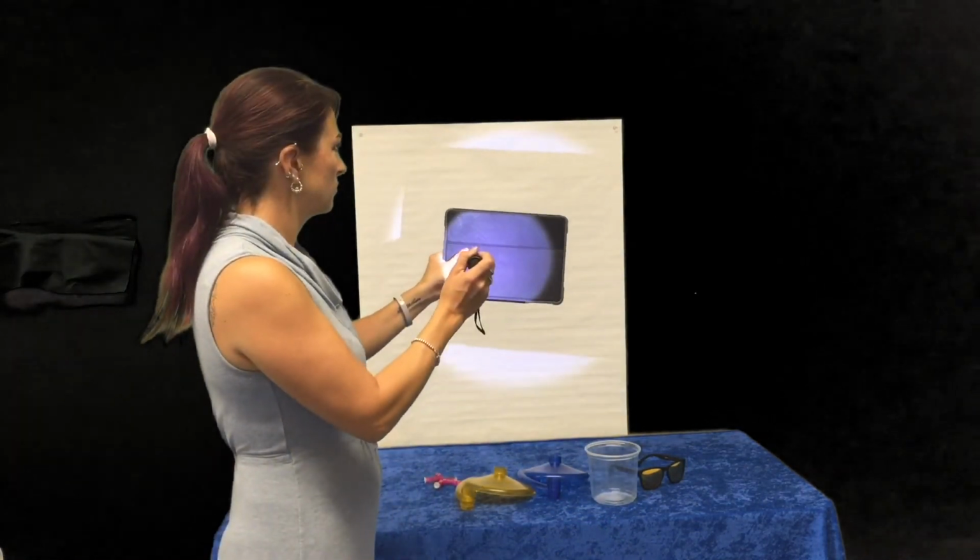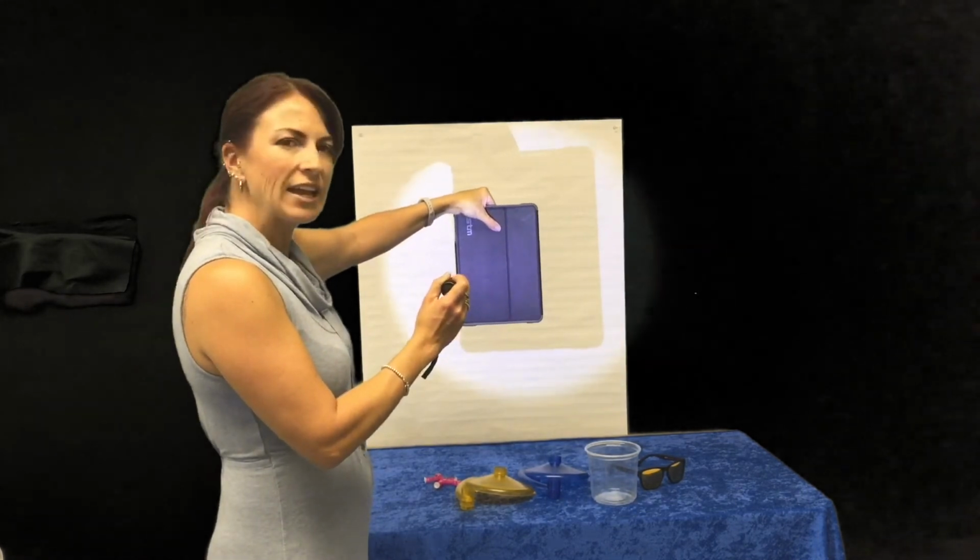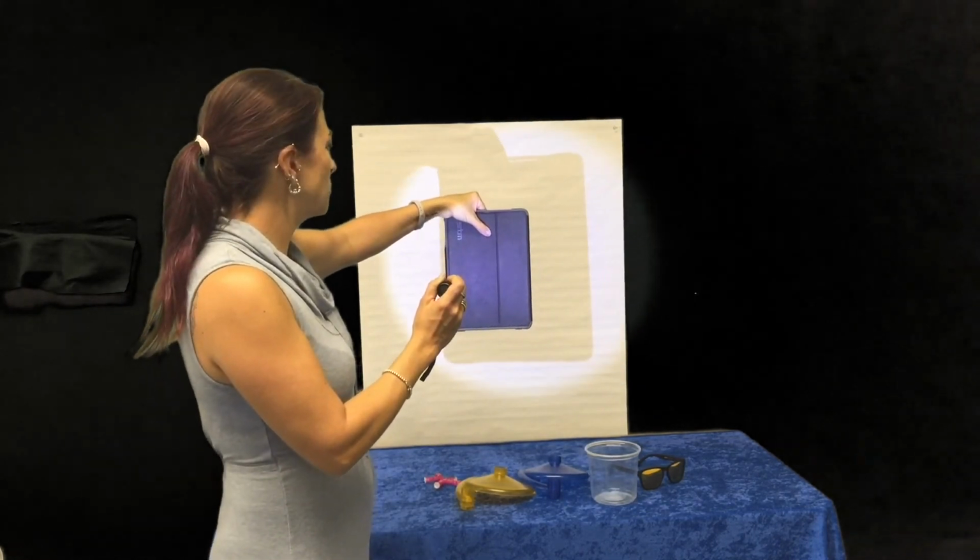Now, what might happen if we use something that's completely opaque, completely solid? What color will the shadow be? Well, it doesn't look like any light's passing through. It seems like the shadow's black.